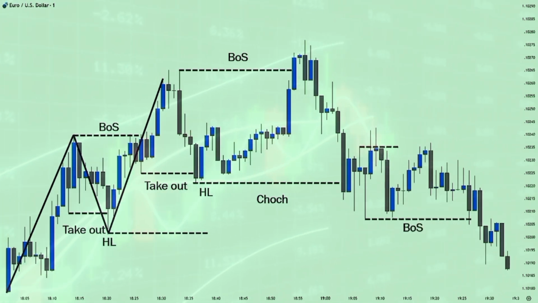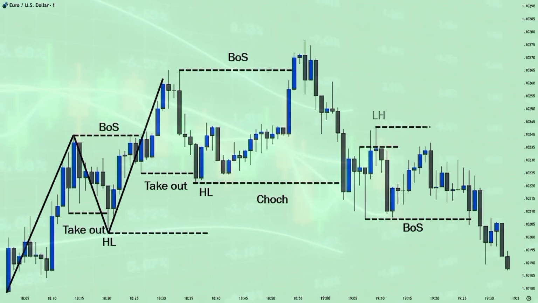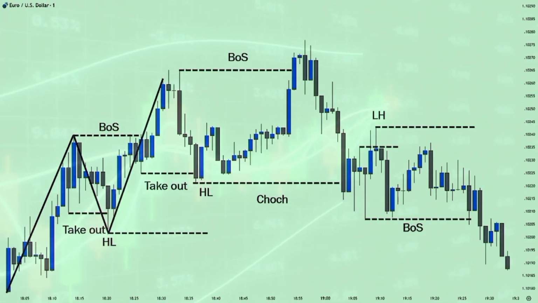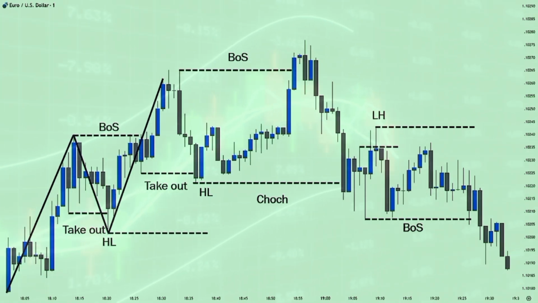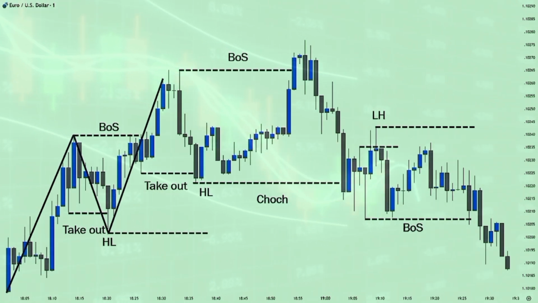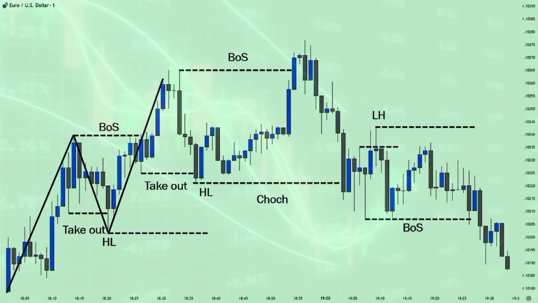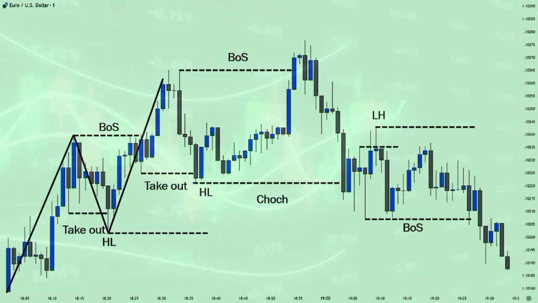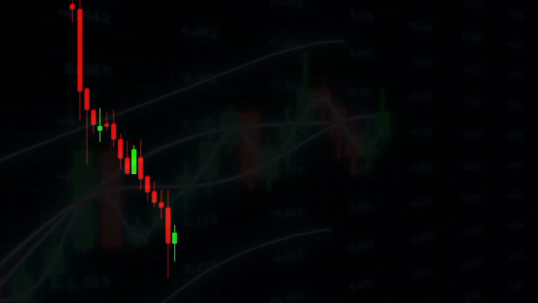We have a takeout above this pullback, so we have a correction that confirms this point as our new market structure. And then the market made a break of structure to the downside, confirming this level as a valid lower high. We will continuously apply the same smart money concept to the market structure to identify the pullbacks, impulses, corrections, direction breaks and reversals. This concept is not limited to any pair or time frame, but mastering it will take time.